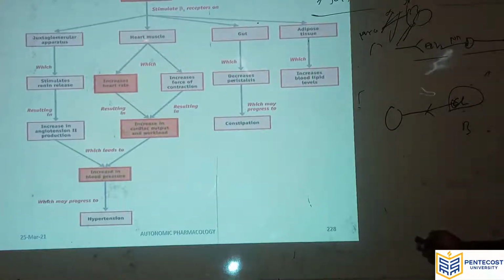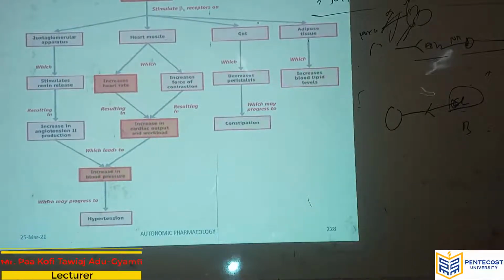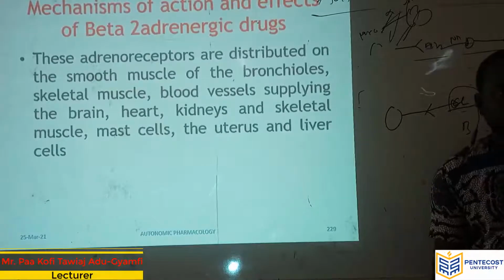On the heart, they are going to increase the rate of the heart, and you are also going to increase the force of contraction of the heart. This will increase the cardiac output, and due to that you have a high BP. Then on the GIT, these are the effects. So now let's move to beta-2.